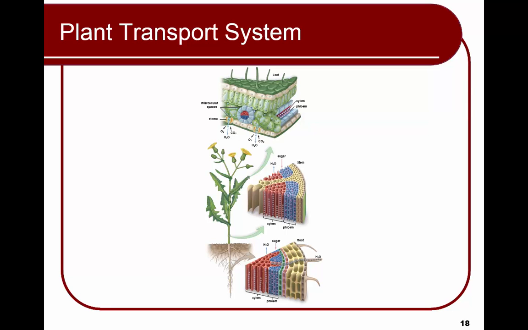And this is just showing you the xylem and the phloem. Xylem's carrying water and minerals up from the roots, and phloem is carrying the nutrients, the organic materials, down from the leaves where it's been made by photosynthesis. And you can see the xylem is in the red and the phloem is in the blue.